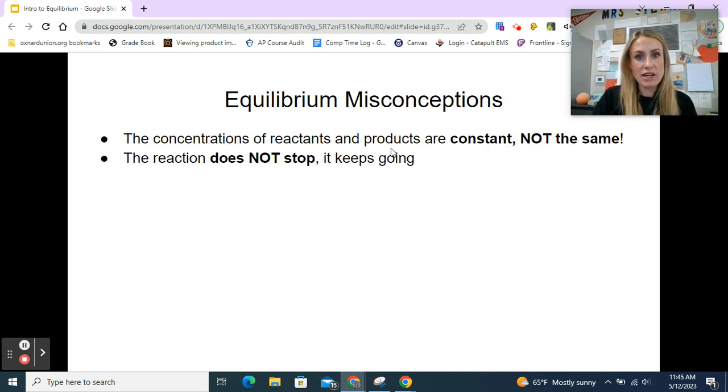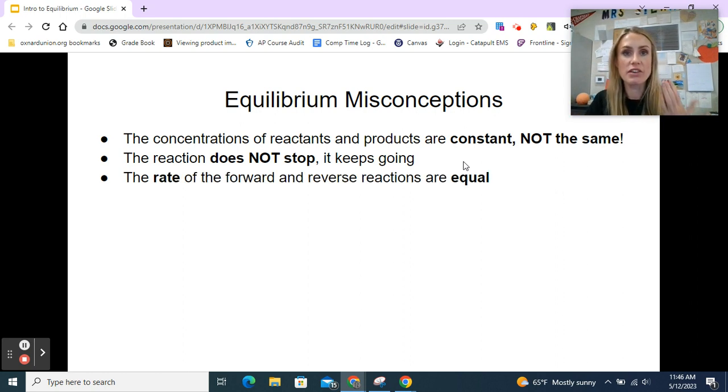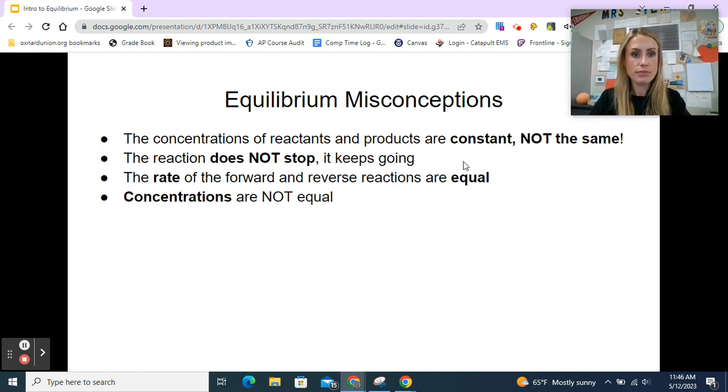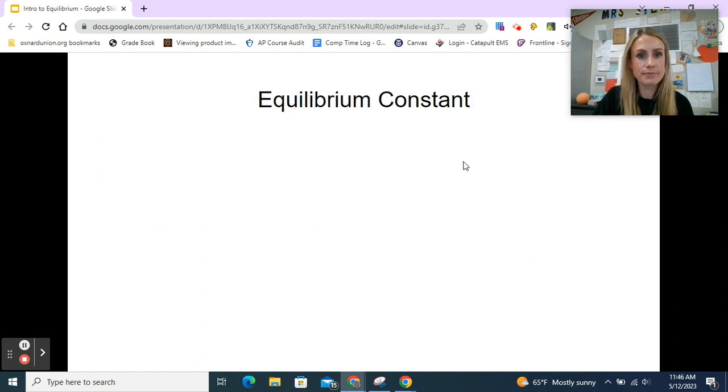The second misconception here is that once you reach equilibrium, the reaction just stops. That's not true. Once you reach equilibrium, the reaction does not stop. It keeps going, but the rates of the forward and reverse reactions are equal. So that's why we don't have a net increase or decrease in reactants or products. They remain the same constant concentrations because the rates of the forward and reverse reactions are equal. And then again, just to reiterate, those concentrations themselves are not equal. It's the rates of the forward and reverse reactions that are equal. Now, let's talk about what the equilibrium constant is.